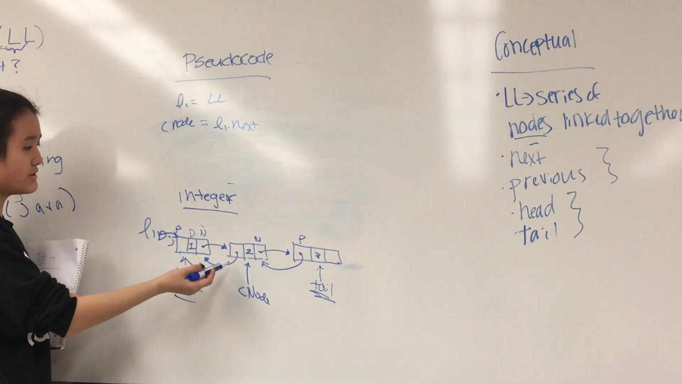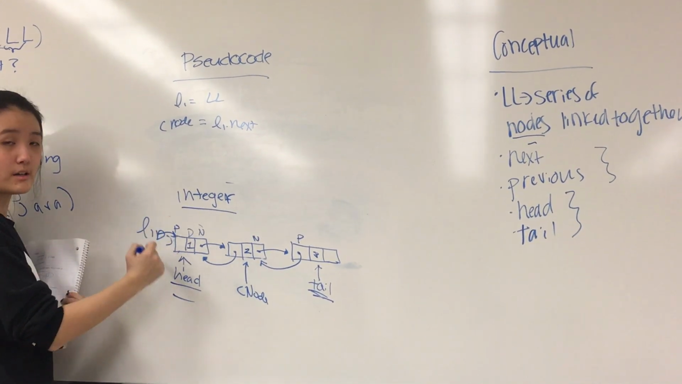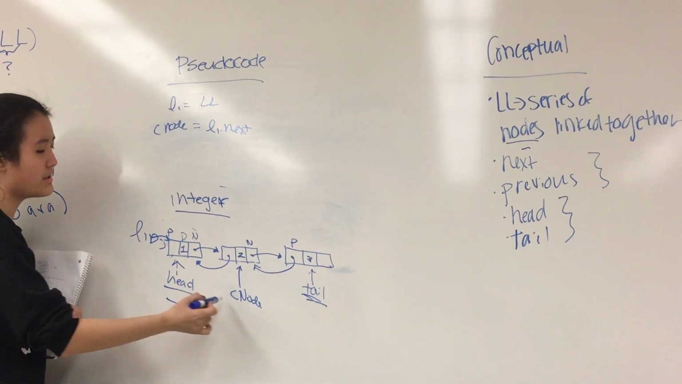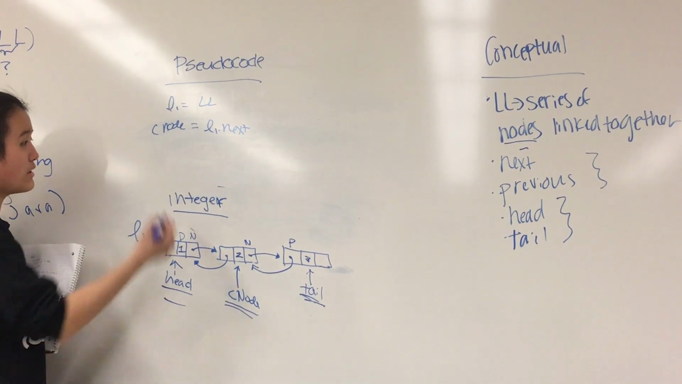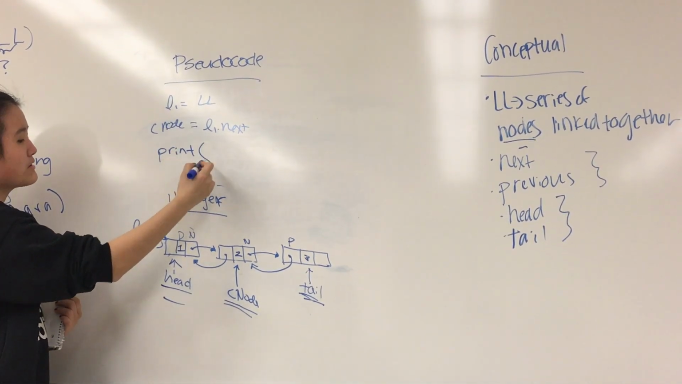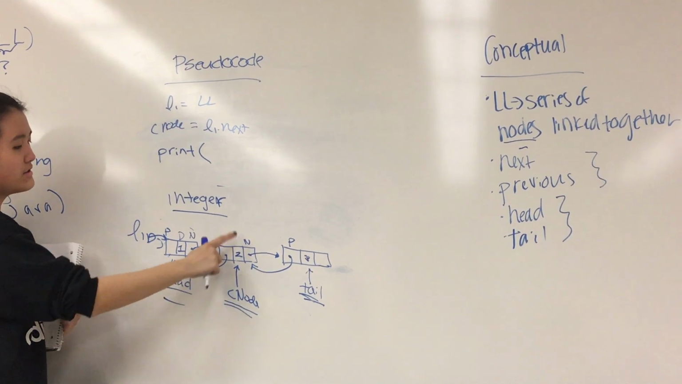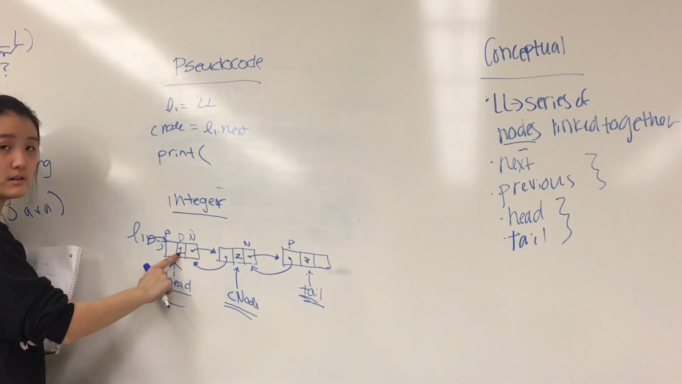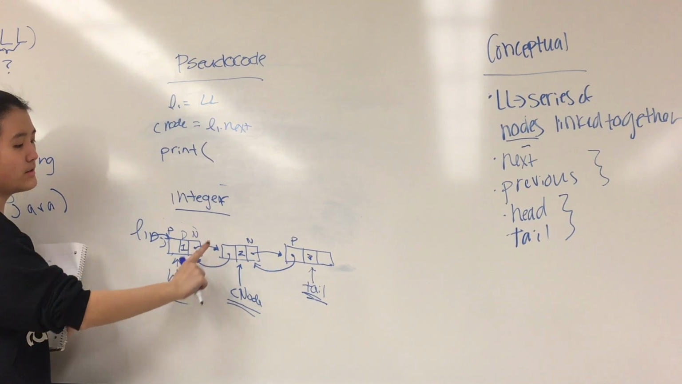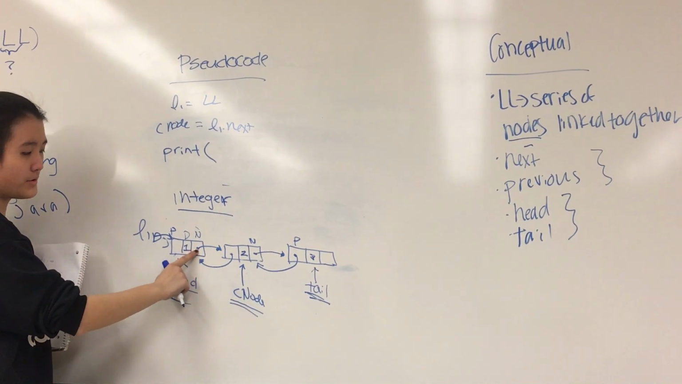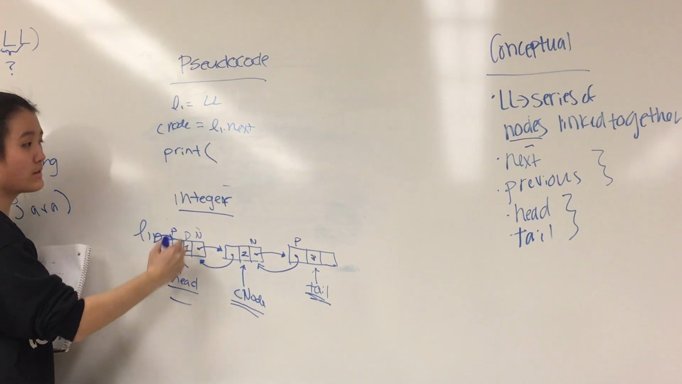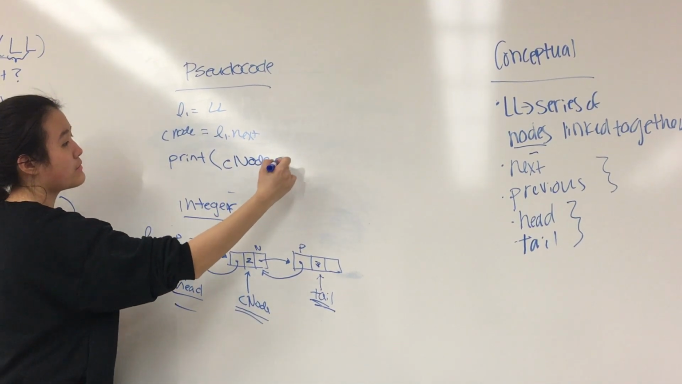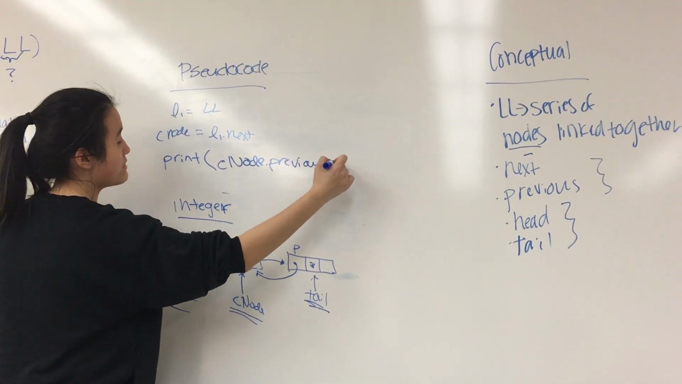What I want to do is print this node right here. You can just say L1.head or something. You can print from L1's perspective, but let's say you want to print using C node. So all you would have to do is get to this node, which is just C node dot previous dot data. So it's C node arrow dot previous dot data. So if we were to write that, it would be C node dot previous dot data.